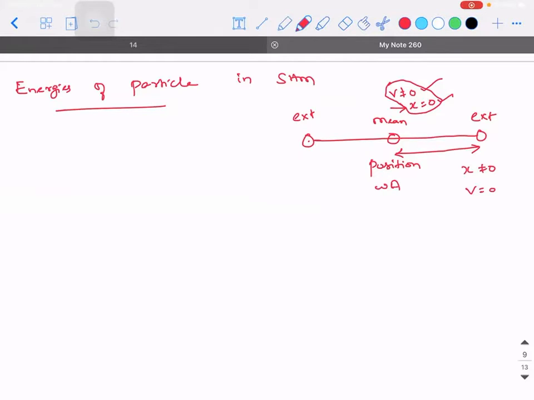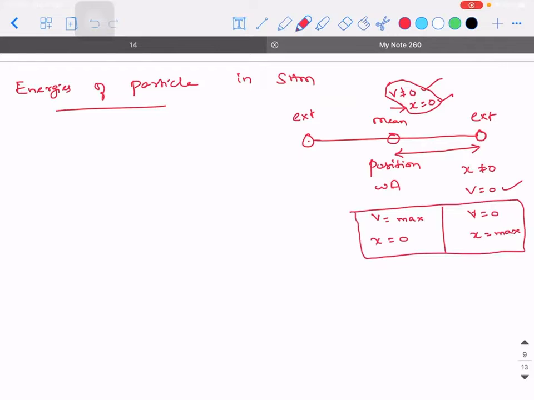At the extreme positions, what will happen? It will come to a momentary rest, as a result of which instantaneous velocity is zero, but the displacement is not equal to zero, it is maximum. So to put it in simple terms, here V is maximum, X is zero. Here V is zero, X is maximum. So this is how it works. When this is the case, what is the energy that is associated with the velocity of a particle?